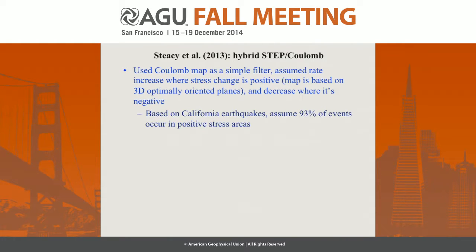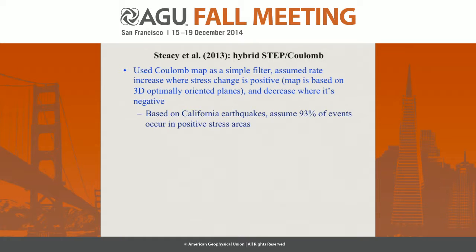What we've done, and we published this last year, is that we created a hybrid model, and we used the Coulomb map just as a very simple filter. We said, if it's a red area, a stress increased area, then it's more likely to have earthquakes, and therefore the rate is going to increase there. If it's a stress decreased area, it's less likely. So we got away from knowing the magnitude of the stress change, which is really difficult to calculate. And again, at GFZ they're trying to get around it in a more sophisticated way.